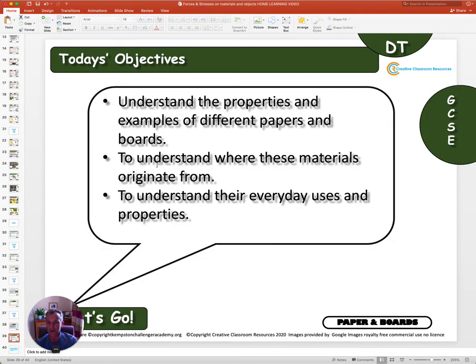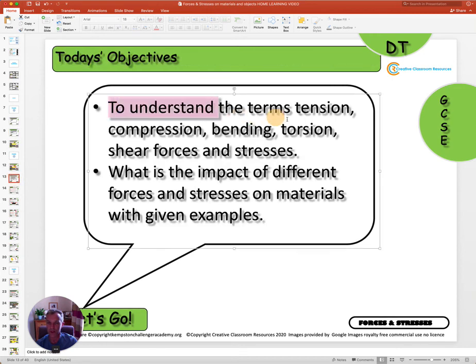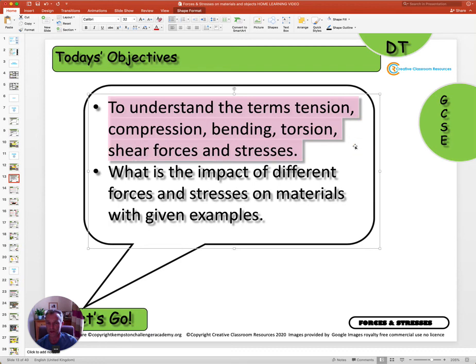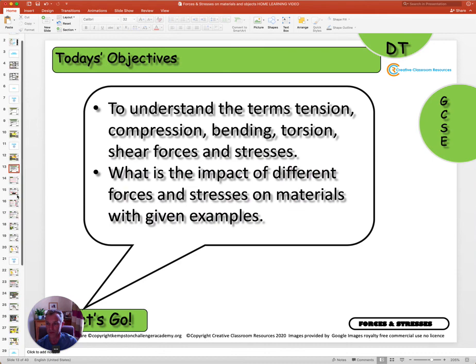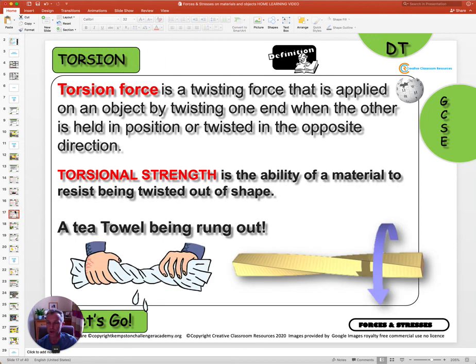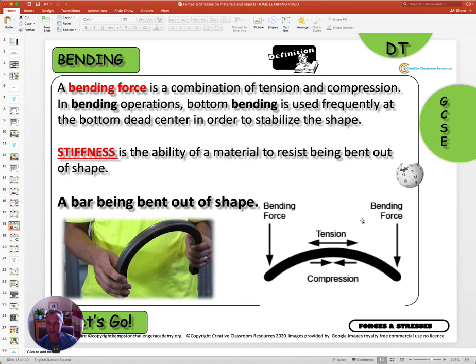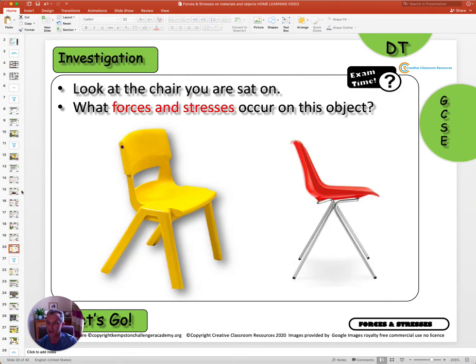Okay, so did we achieve our objectives today? Let's go back to the objectives for forces and stresses. To understand the terms tension, compression, bending, torsion, shear forces and stresses. Yep, we've done that. And then give examples of where different materials are reinforced to increase their strength. Okay, just to remind you of the different types again. So we've got tension, tensile strength, pulling it apart; compression, squeezing it together; torsion, twisting; bending around in a shape but then creating tension and compression underneath; and then shear, where they glide against each other and cut against each other. Okay, now I hope you've understood that, and I hope you had a go at the questions and you've paused the video as you've gone along.